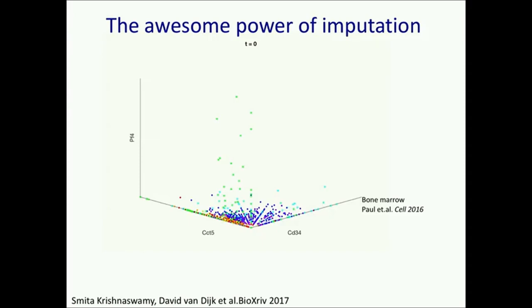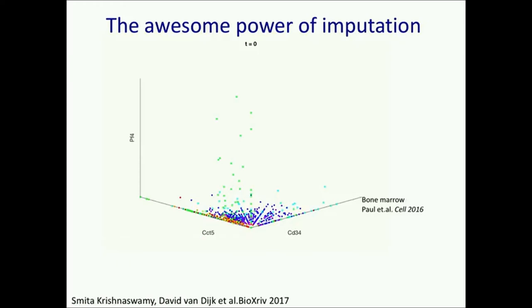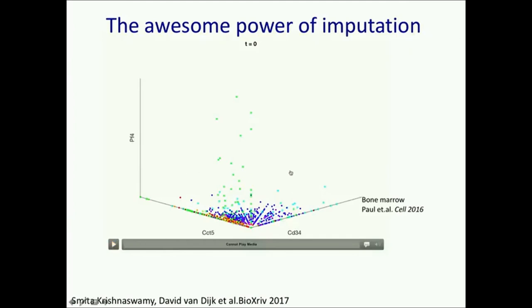I also love imputation. This is the one slide for my lab, together with Smita, who has her own lab, and David. And here is the power of imputation. We have a bunch of different cells. We have a lot of dropout. This is Ido Amit's data, who's here. And once we impute the data, we can actually recover the missing values, and this thing is not working.